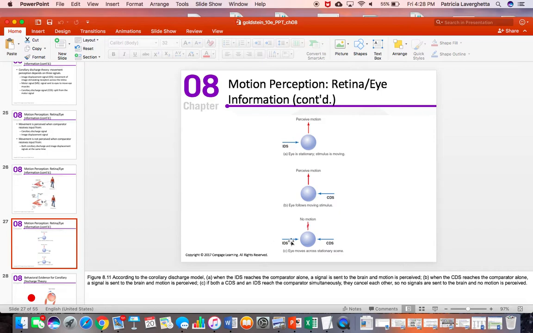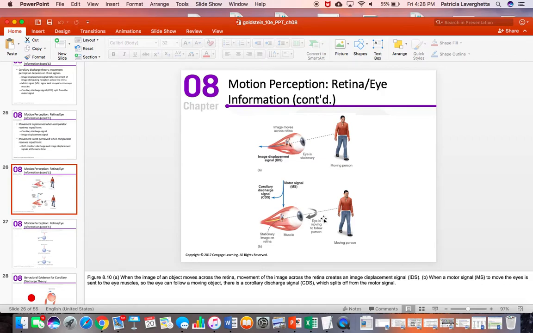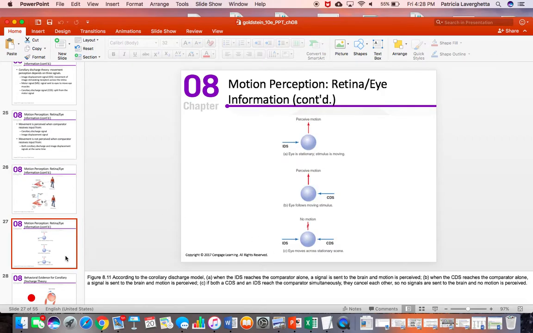I have an image displacement because images are being displaced, but I'm also accounting for the fact that my eyes are moving. So I won't perceive motion. And that's what they're saying here. Okay, in this case, that's what they're trying to account for.